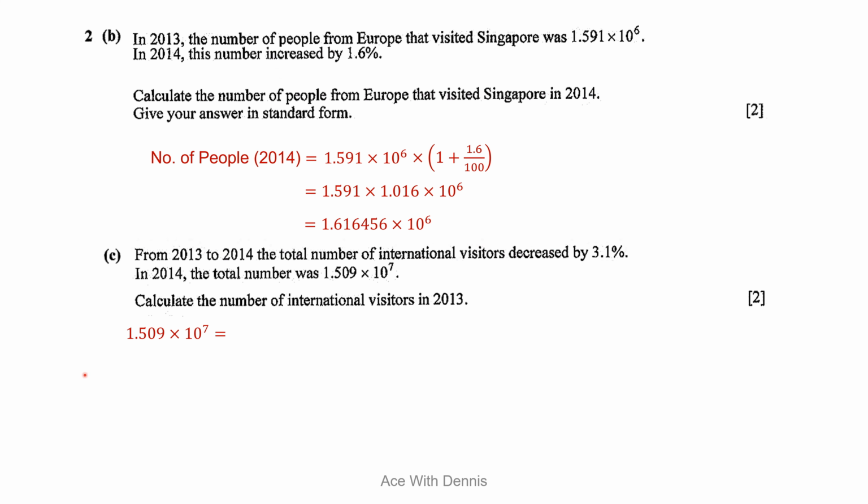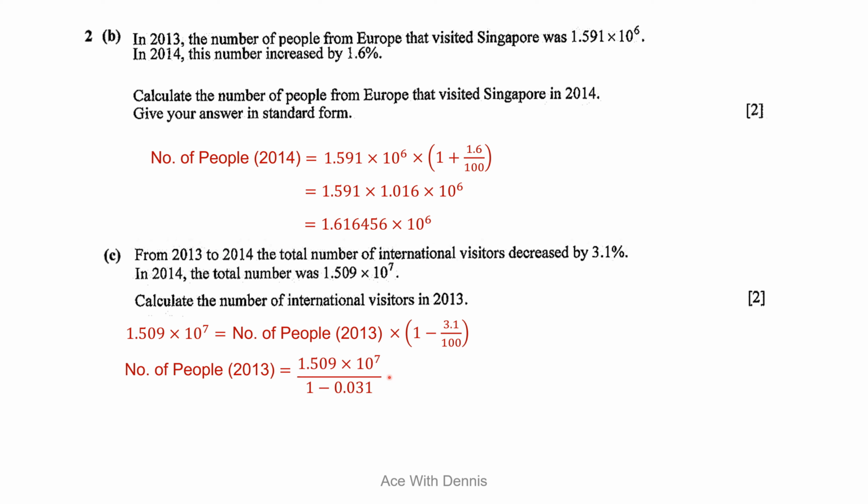Right, so now we know that the number of visitors in 2014 is this number. So we'll put the number here, 1.509 times 10 to the power 7, and we need to calculate the number of people in 2013. So this number multiply with 1 minus 3.1 over 100. Okay, because it decreased by 3.1%. So to calculate the number of people in 2013, then we take this number divided by this number. So it's 1.509 times 10 to the power 7 over 1 minus 0.031. We'll get 1.56 times 10 to the power 7. So this is rounded up to 3SF.